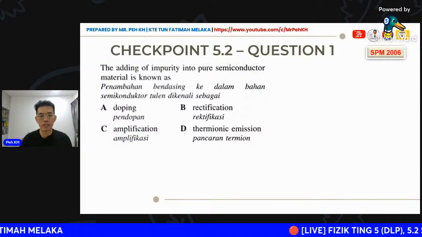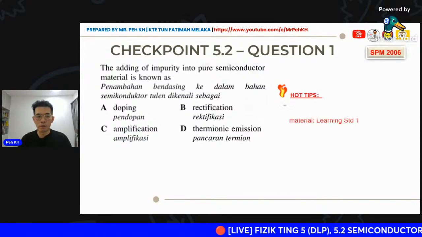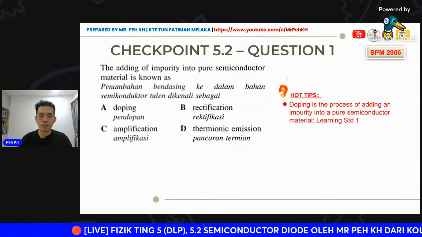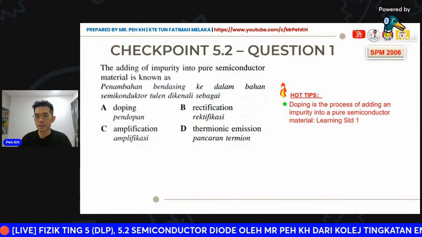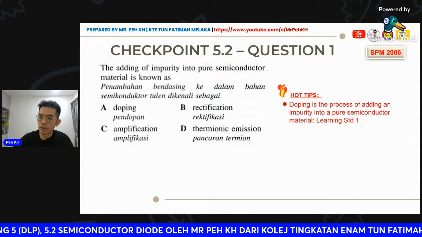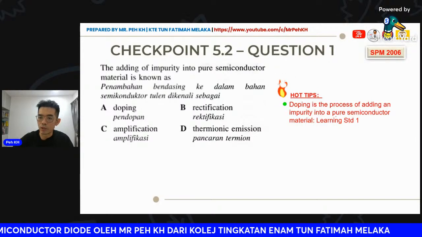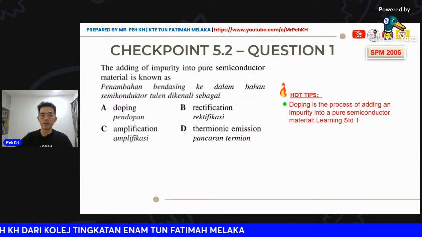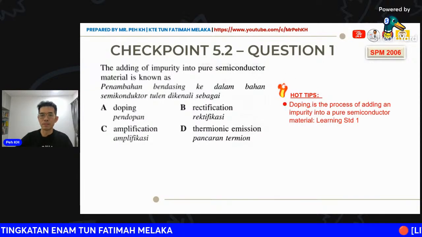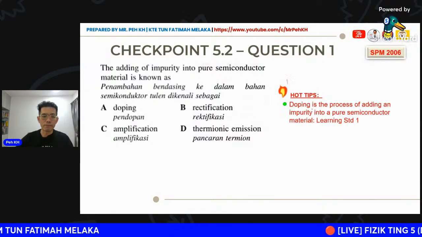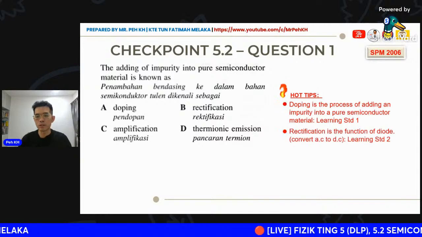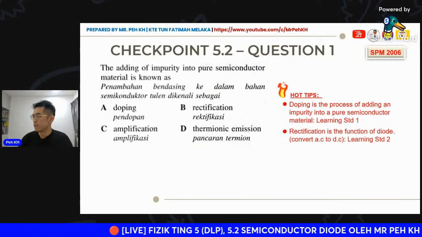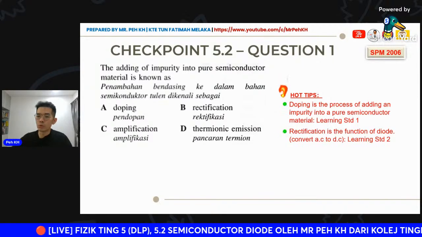Okay, so I think the answer is very clear. However, I will discuss with you all the terms for all the options here. So doping is the process of adding an impurity into the pure semiconductor material. The answer should be A, right? What we just learned, the terms here. And then B, rectification, is actually a function of the diode, where we will be converting the AC current to DC current.